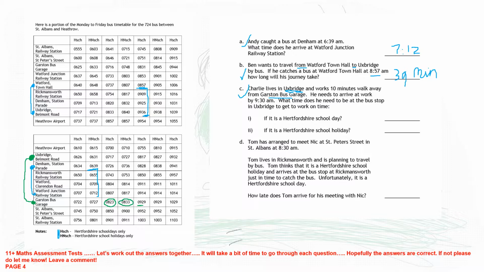If he is taking a bus, he'd have to go with the bus times. So this is what happens to him. So 8:33 and then 7:27 and this is 7:17. So these are our answers. This is the answer. So the question is, what time does he need to be at the bus stop in Uxbridge to get to work on time?